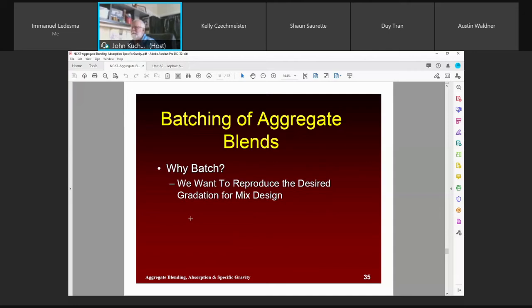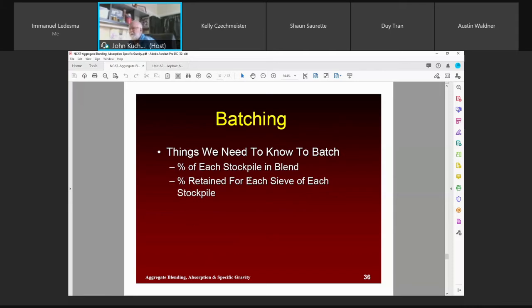Okay. We want to reproduce the desired gradation for a mix design. So what do we have to know? Well, you want to know each material, how much of each material you are using in the blend. You also have to know the individual percent of each material. You have to know their individual grading, so you can figure out how much of that aggregate of each size you're going to take.